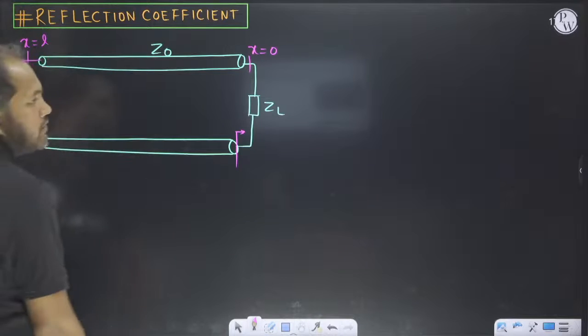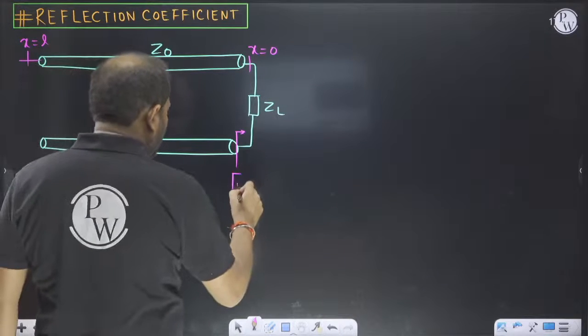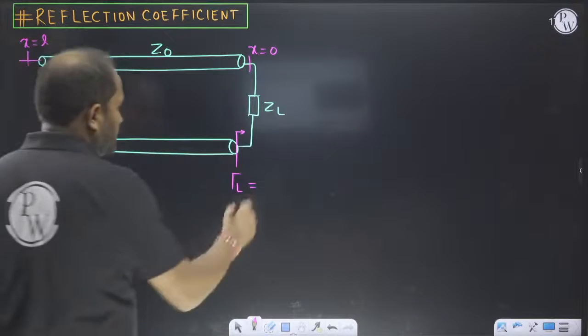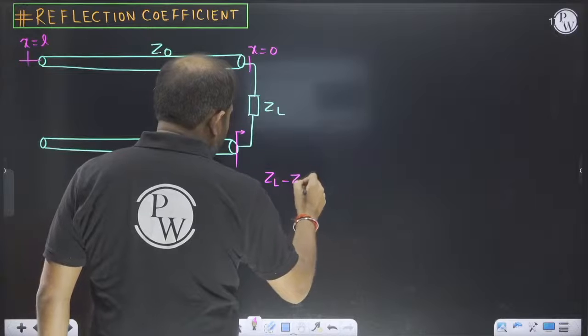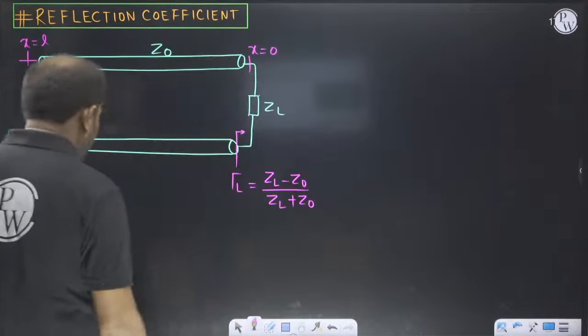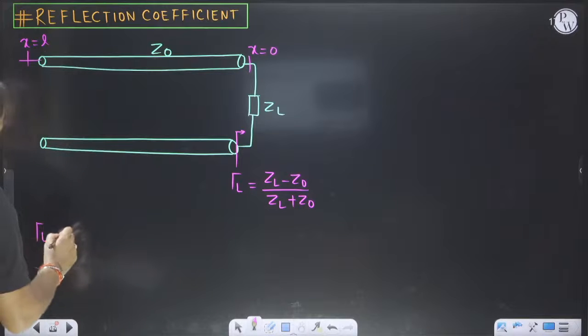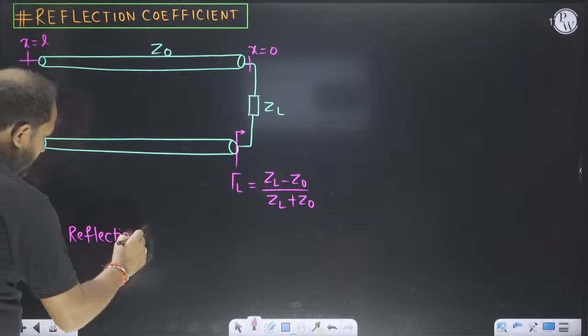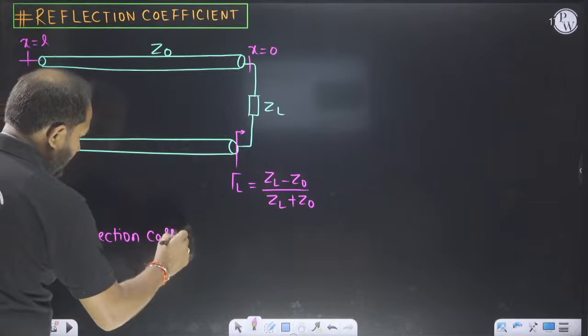At x is equal to 0 we can call it the reflection coefficient at load. So this one is known as the reflection coefficient at load, ZL minus Z0 divided by ZL plus Z0. So gamma L is known as the reflection coefficient at load.